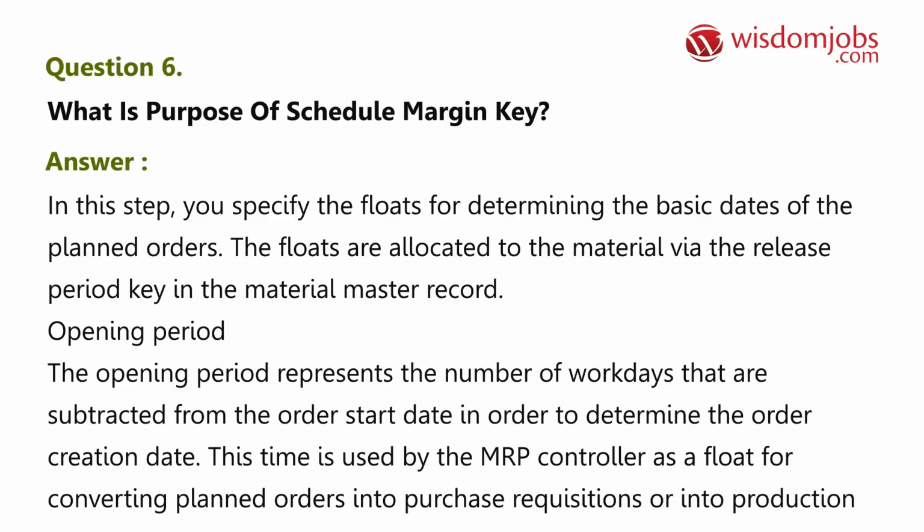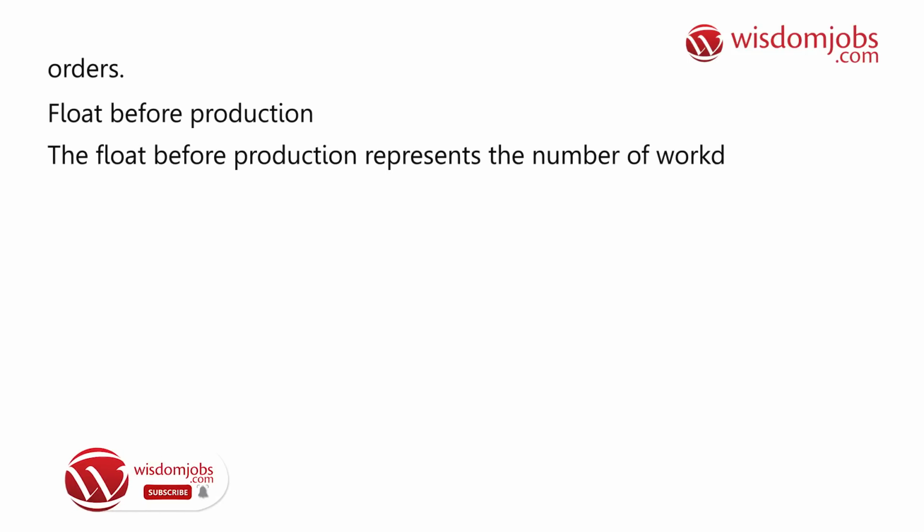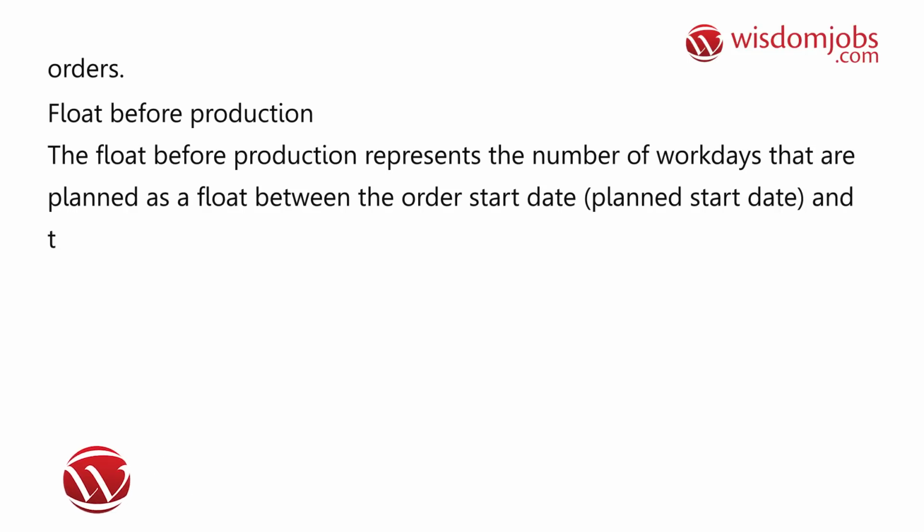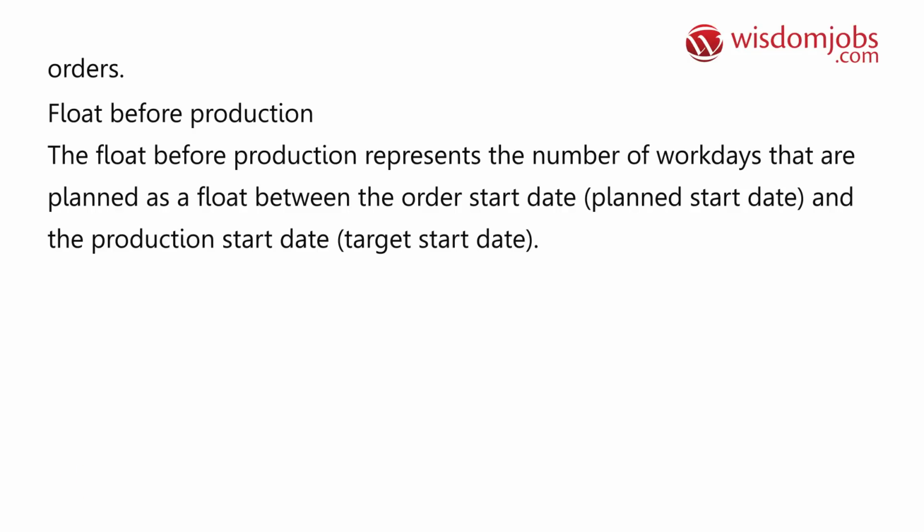This time is used by the MRP controller as a float for converting planned orders into purchase requisitions or into production orders. Float before production. The float before production represents the number of workdays that are planned as a float between the order start date, planned start date, and the production start date, target start date.